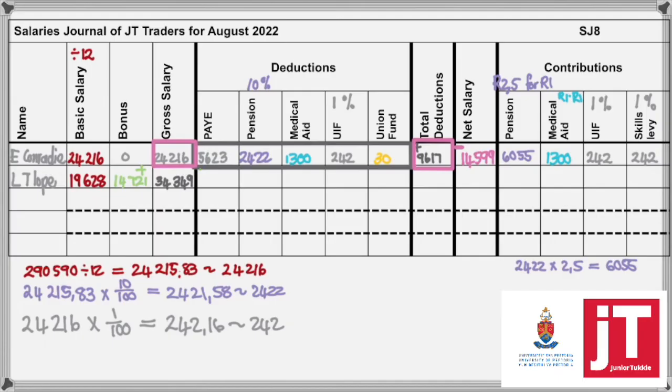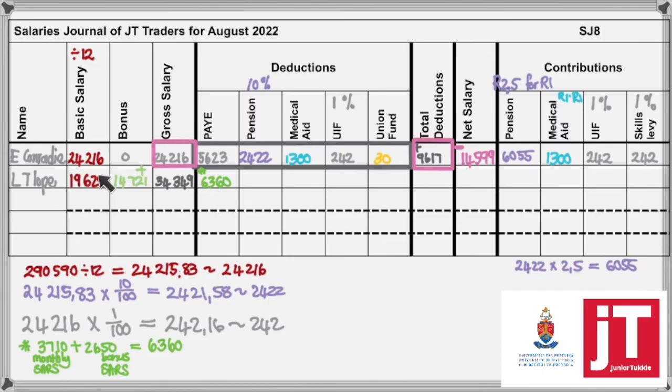Then pay as you earn, there's a standard pay as you earn on the 19,000, but there's also taxes on the 14,000. So you have to add those together. So the monthly SARS is 3,710 plus the bonus SARS of 2,650 gives you a total tax deduction of 6,360 Rand.